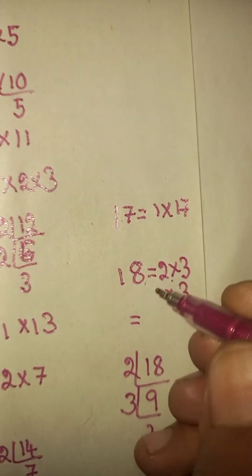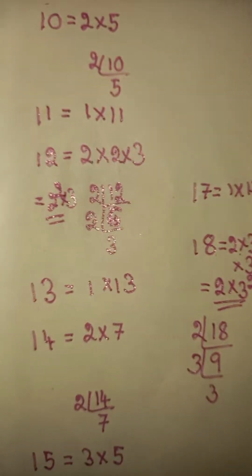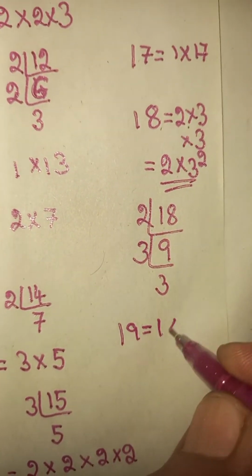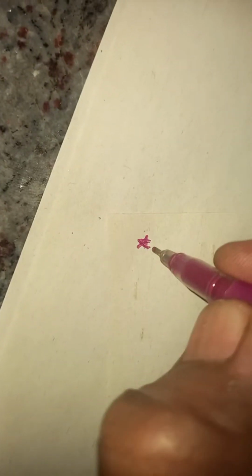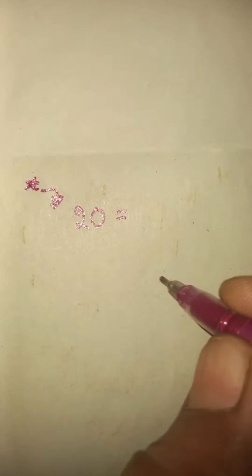Since there are two threes, you can write it as 2 times 3 squared, which is 18. 19 is a prime number, so you can write it as 1 times 19. Next, 20. If you take this number 20, it is also a composite number. Let's start dividing this 20.